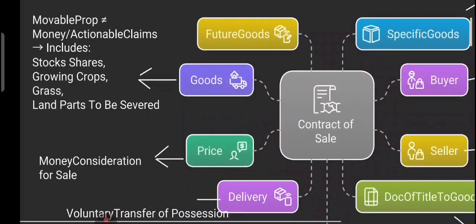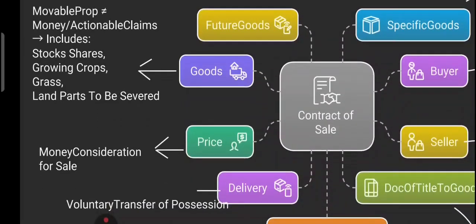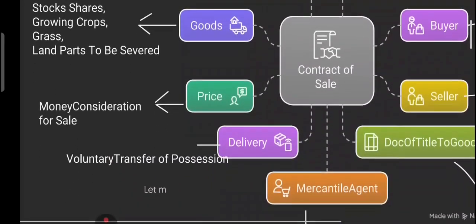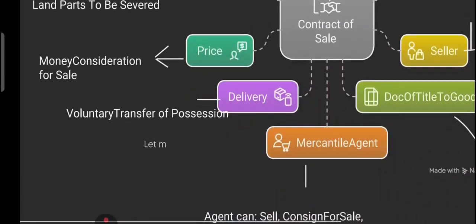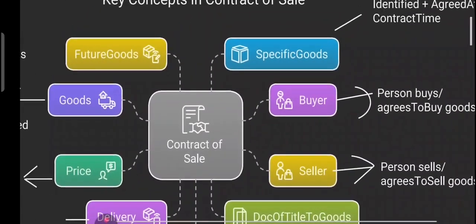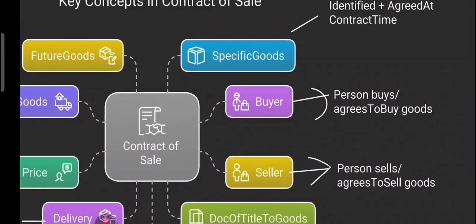Now the price. What is the price? Price means the money you pay for the goods. Then we have delivery. Delivery means what? The goods must be handed over willingly. It is a voluntary transfer of possession. Then we have seller. Seller is the person selling or agreeing to sell. Then we have the buyer. Buyer is the person who is buying or agreeing to buy.